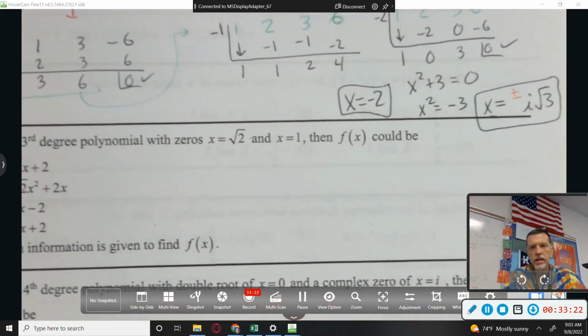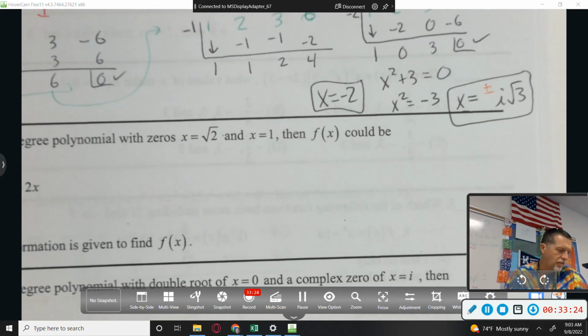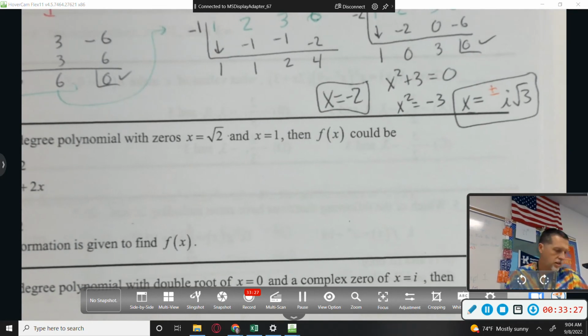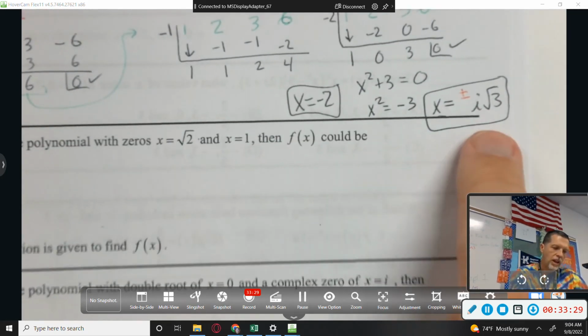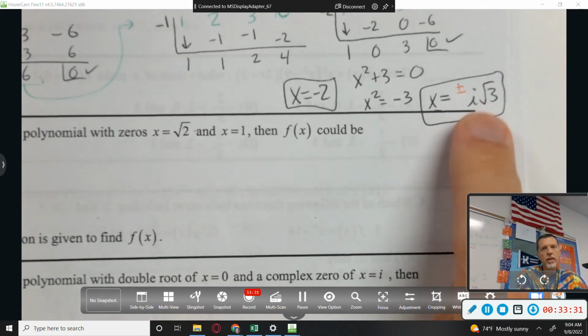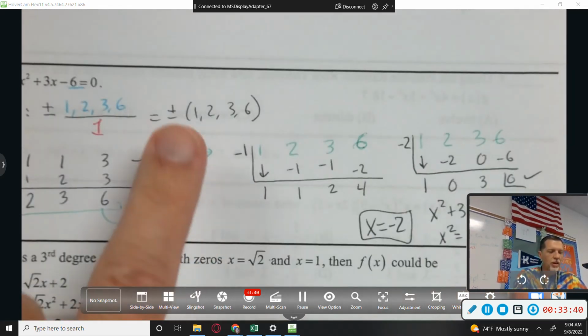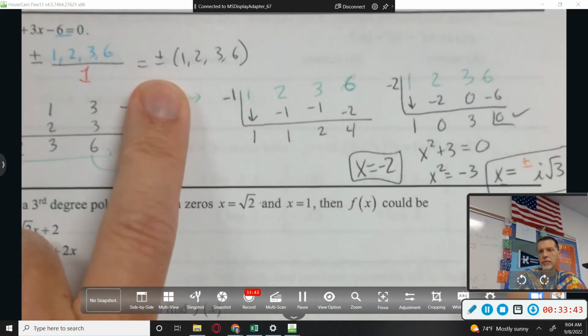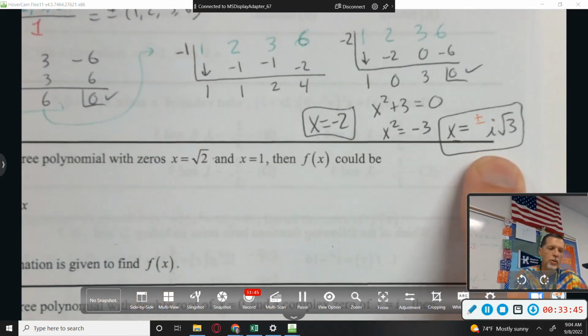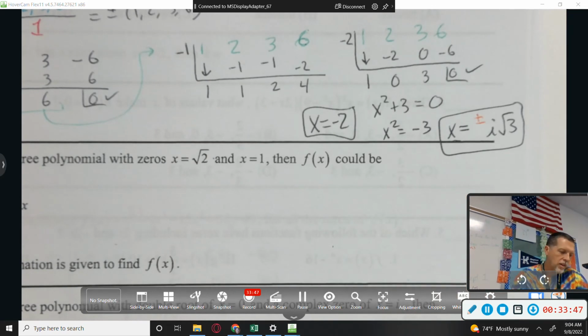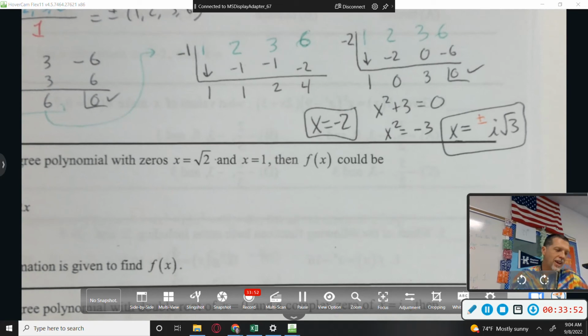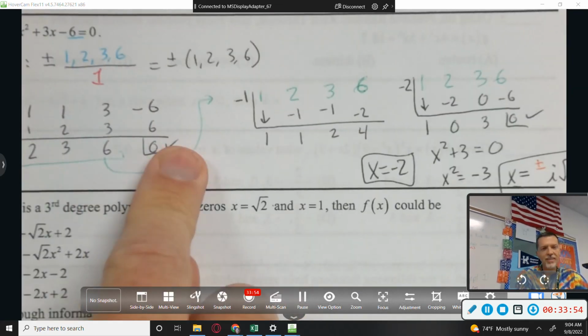Can't fit them all on the screen, but did I find 4 zeros? Yeah, 2 real ones and 2 imaginary ones. This also illustrates that you're not guaranteed that all of the answers are real or rational. It's just the nice ones come from the possible rational roots theorem. Like you never would have guessed i root 3, I don't think.